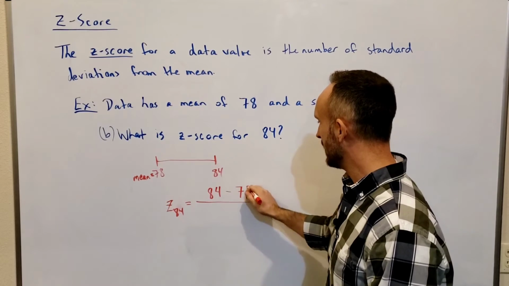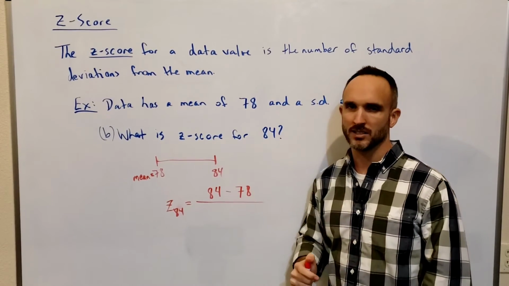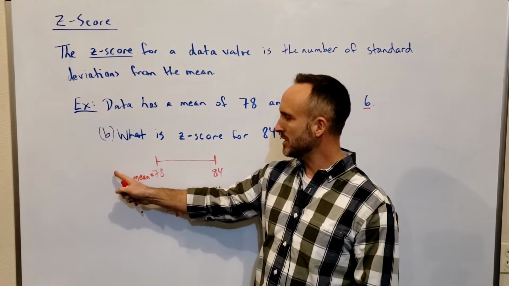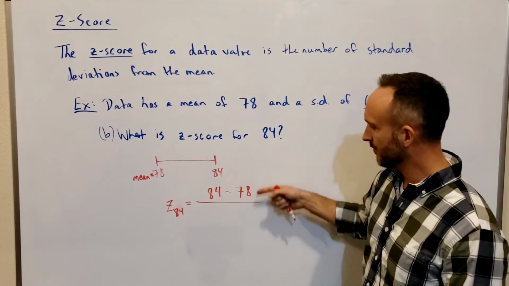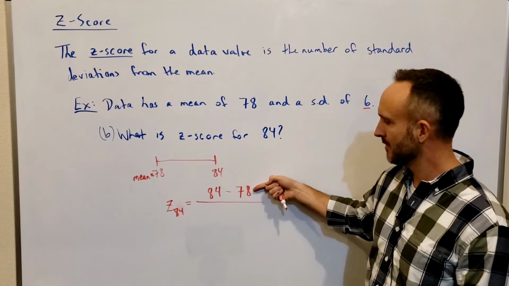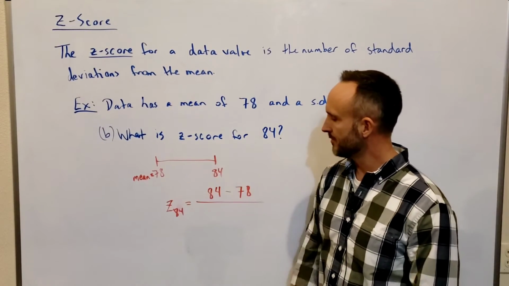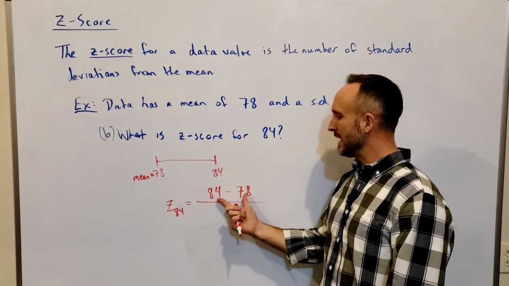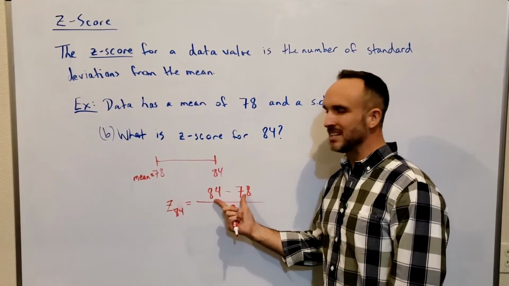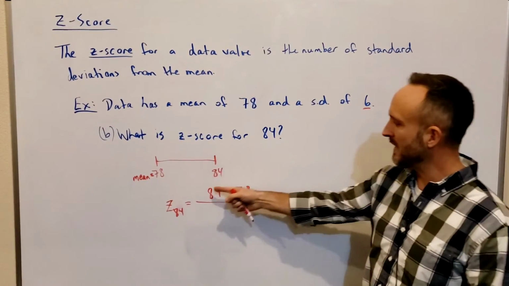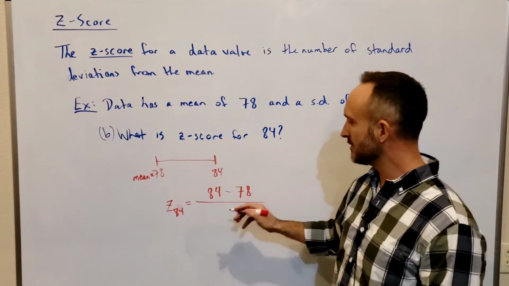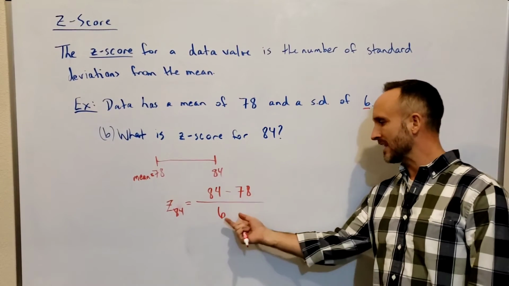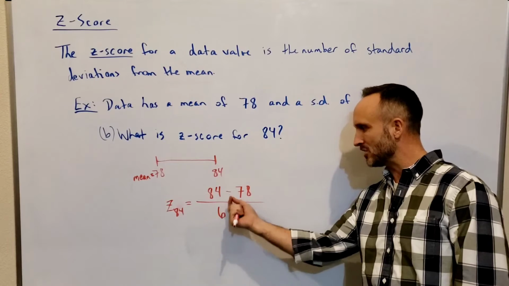So we'll do 84 minus 78, and that's going to give us a positive number. If we had a number smaller than 78, we would take that smaller number minus 78. We always want to subtract our mean to find this distance. Now, this is going to give us a number, right? But we need to figure out how many units of 6 will fit in this distance. So we have to divide this by the standard deviation to ask ourselves how many standard deviations fit in this distance.